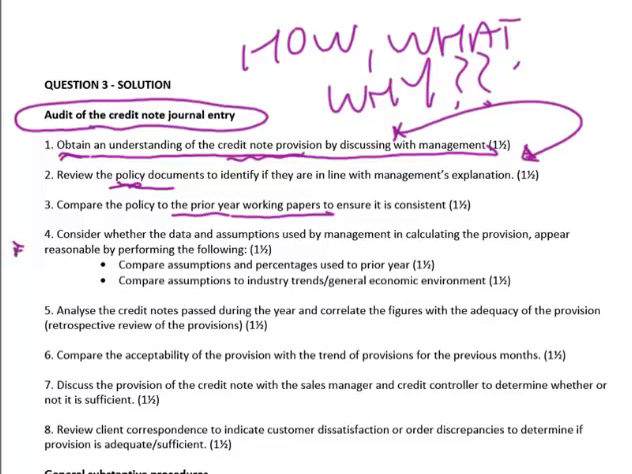Number four, consider whether the data and assumptions used by management in calculating this provision appear reasonable. How do we do this? We can compare the assumptions and percentages used to the prior year. We can compare it to industries or trends or maybe the general economic environment. So that's how we see how are they appropriate, how are the assumptions used correct.